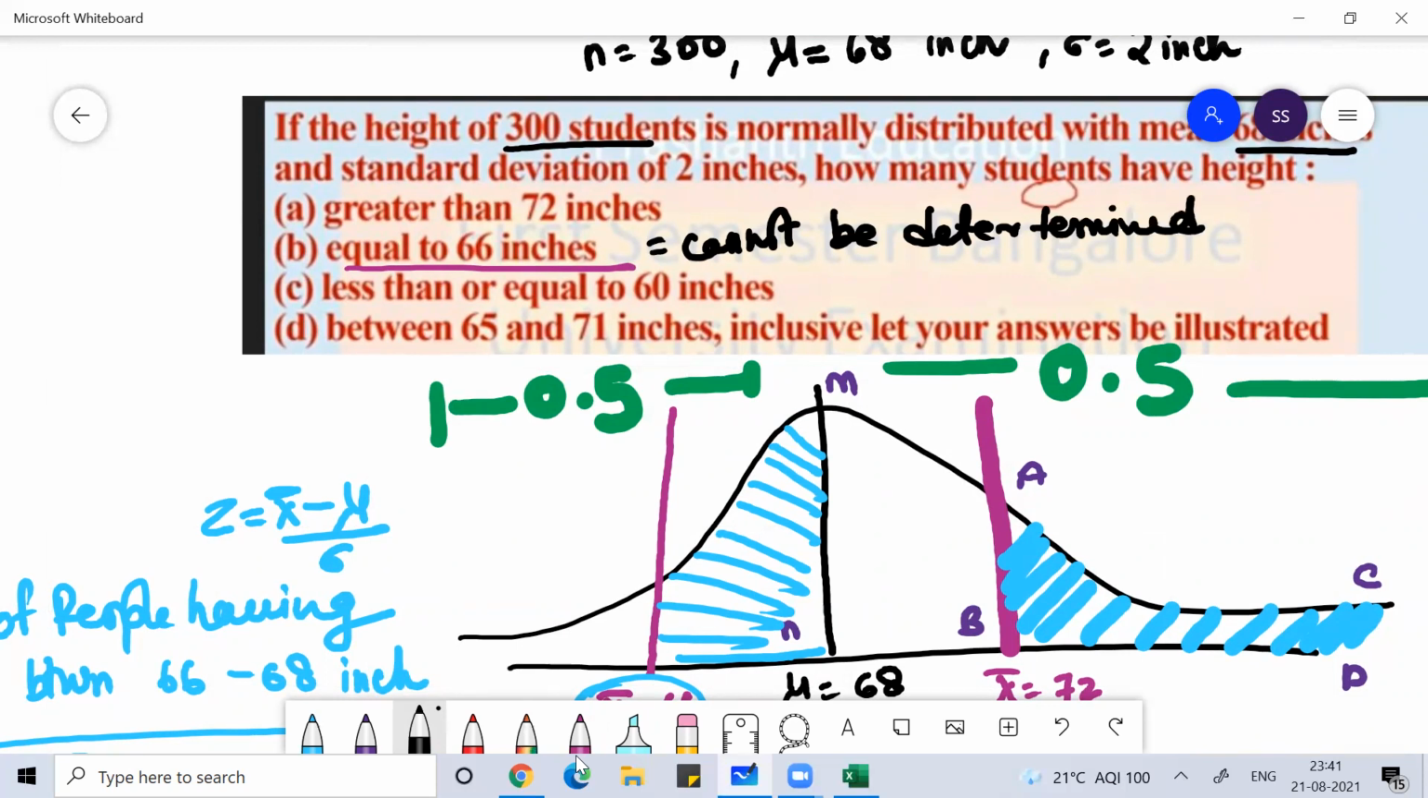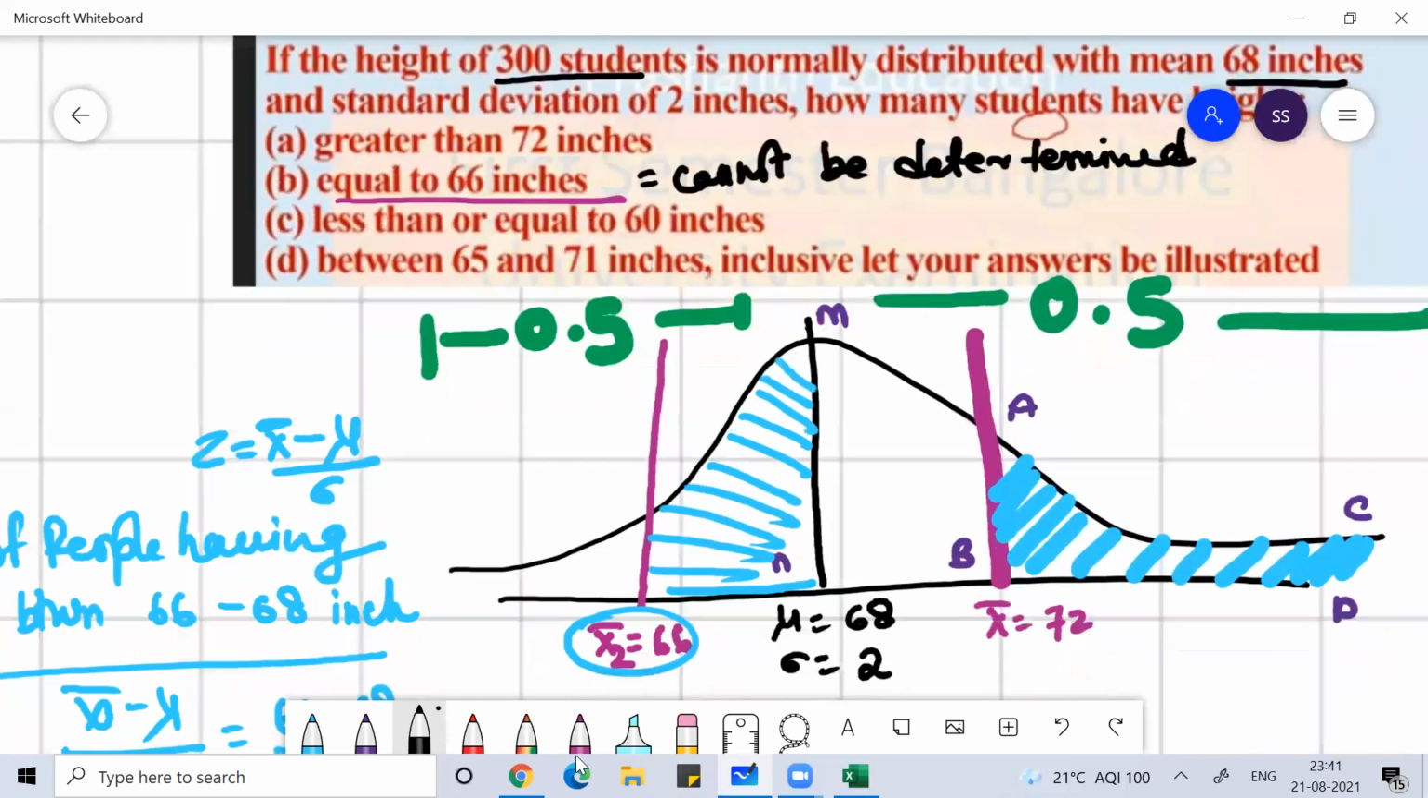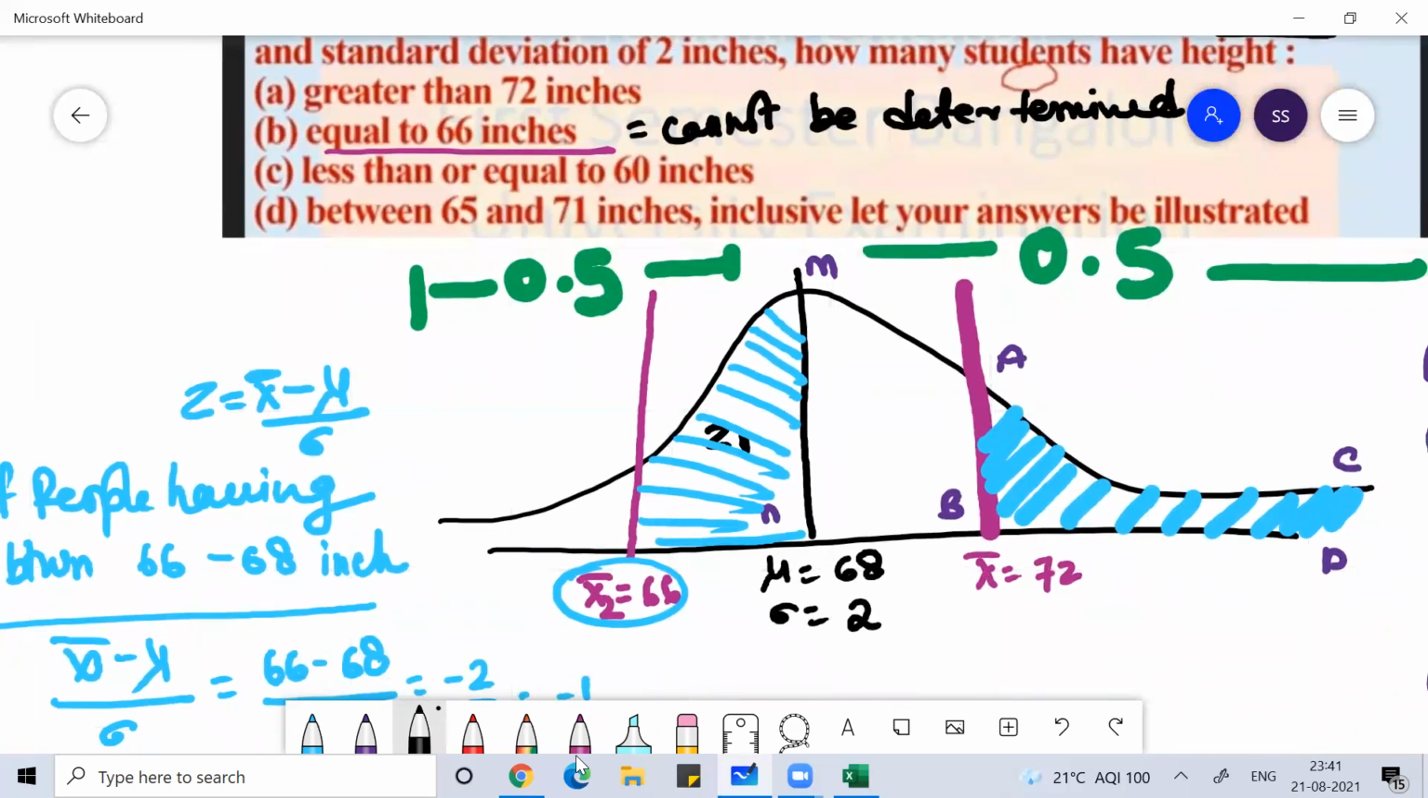So you can find either less than 66 inch, or greater than 66 inch, or between 62 to 68 inch, or 66 to anything. You want this area, this and this also you can find. You can add the areas and you can find a number. So you can always find a number between two ranges, not equal to any single value. Any doubt, anyone?